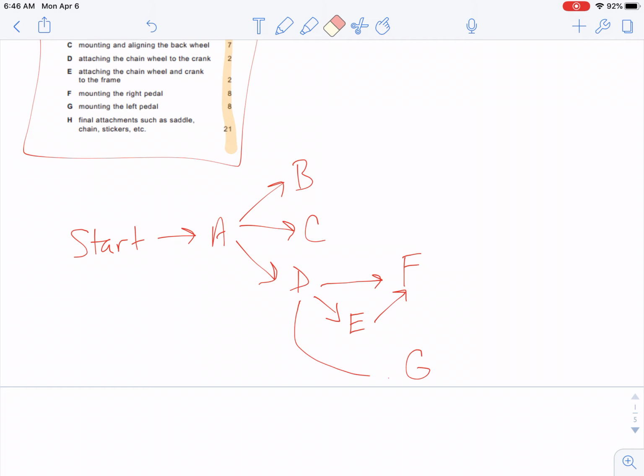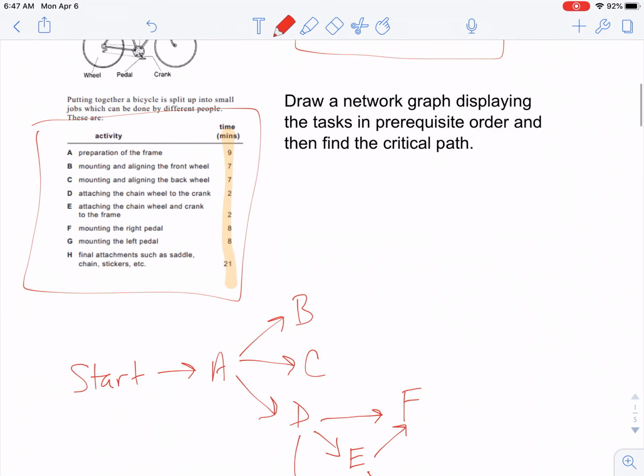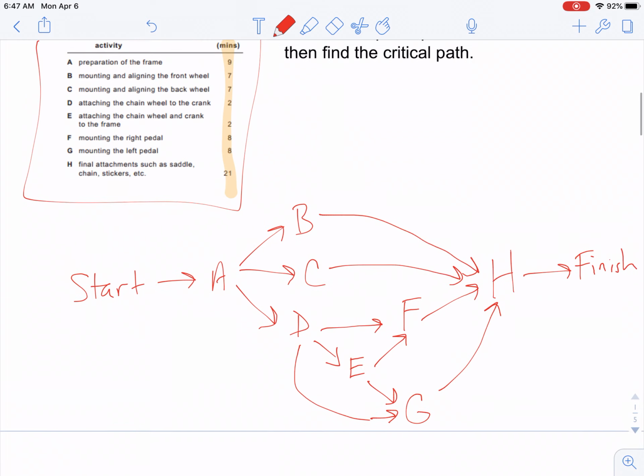My pen won't write for whatever reason. And then finally, H must be after all of them, which means H is over here, and anything that doesn't have an arrow coming out of it has an arrow into H. Now, you don't have to draw an arrow from A to H because there's already arrows implying. So like an arrow from B implies the arrow is also coming from A because A is before B. So anything that doesn't have an arrow coming out of it goes into H, and then finally H goes to the finish line. And that's it. That's your task map.